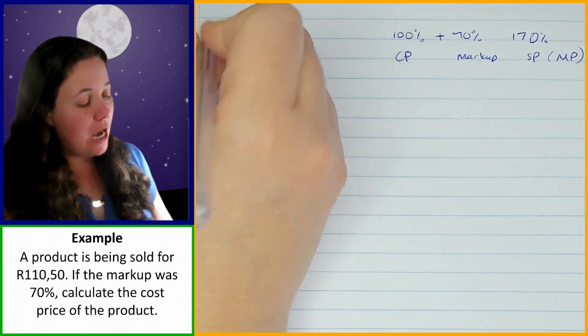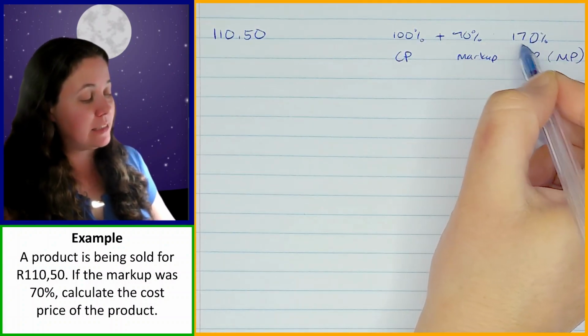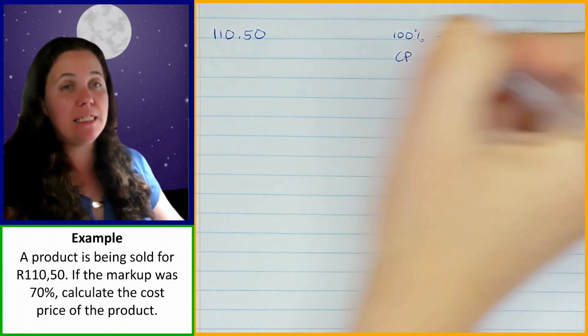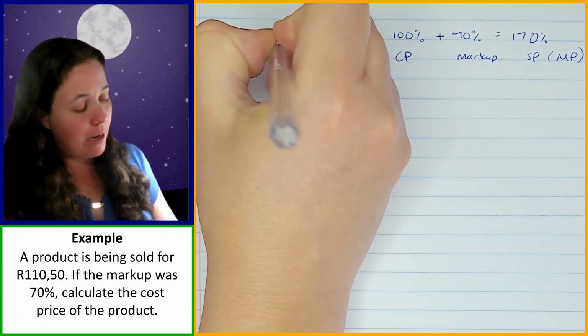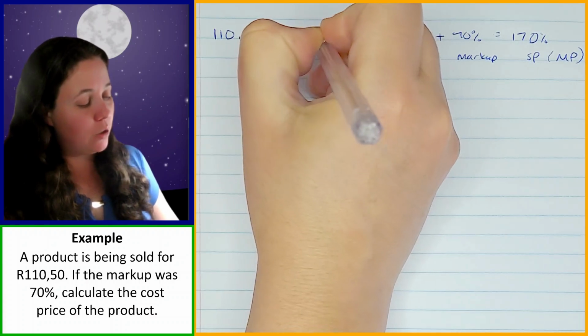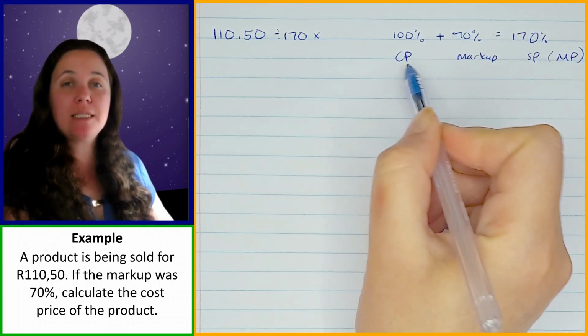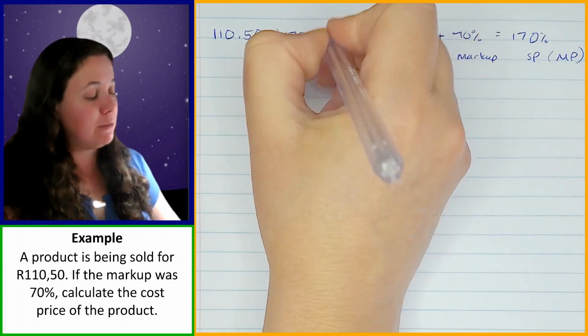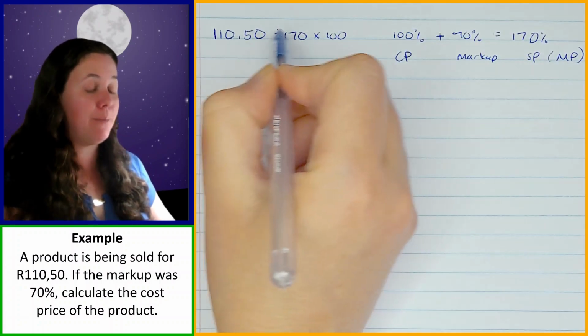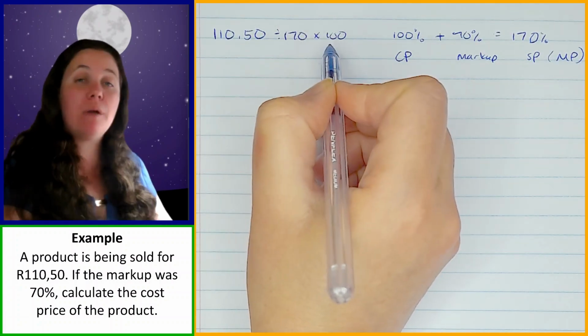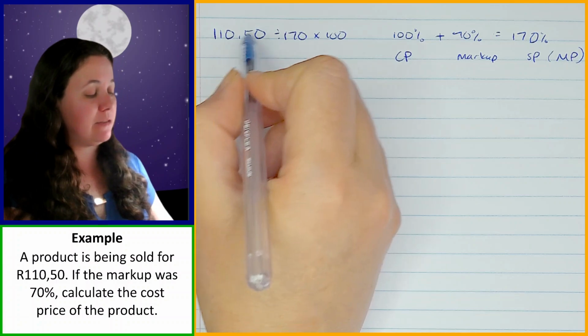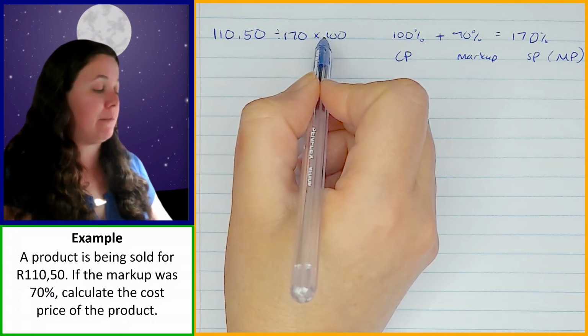So over here, I have got the selling price, which is 170%. So I'm going to divide by 170. And then what I want to work out is the cost price, which is 100%. So I'm going to multiply by 100. So I divide by what I have, and I multiply by what I want. So in this case, I'm dividing by 170 and then multiplying by 100.